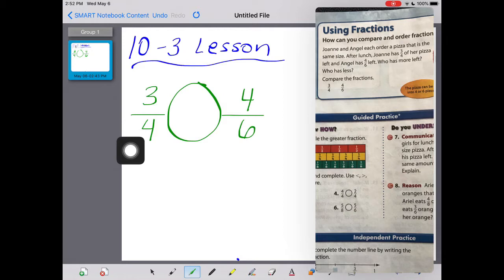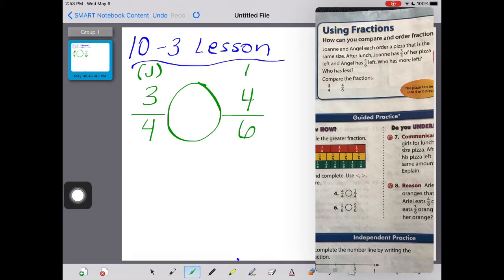I want you to think to yourself, what does the denominator in a fraction tell you? Think to yourself about that. I'm hoping what you were thinking is that the denominator would tell you how many equal parts are in one whole. In this case, one whole pizza. So for the 3/4, that was Joanne, right? So I'm going to put a little J up here. That was her pizza. She had 3/4 of it left. And so that tells me that Joanne's pizza must have had 4 equal parts in it to begin with.